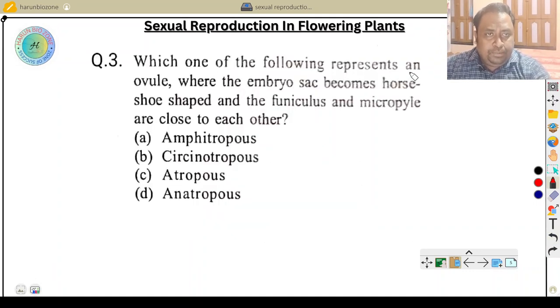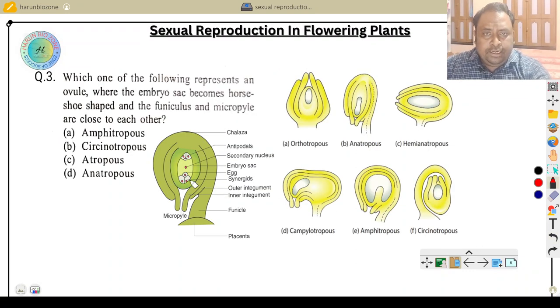Which one of the following represents an ovule where the embryo sac becomes horseshoe-shaped and funicle and micropyle are close to each other? The right answer is amphitropous. Let me explain this question properly. Different types of ovules are present: orthotropous ovule, anatropous ovule, hemianatropous ovule, campylotropous ovule, amphitropous ovule, and circinotropous ovule. Here, this amphitropous ovule looks like a horseshoe.